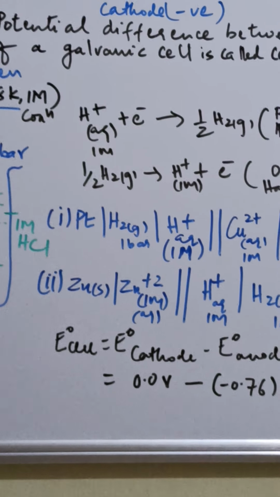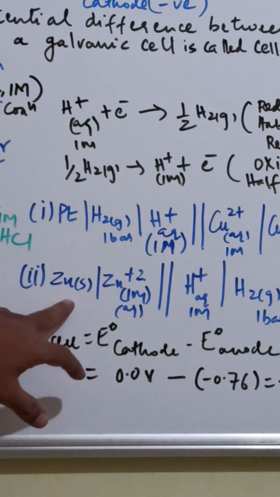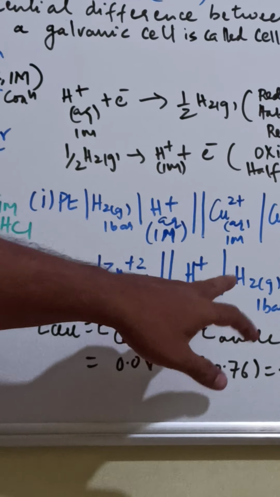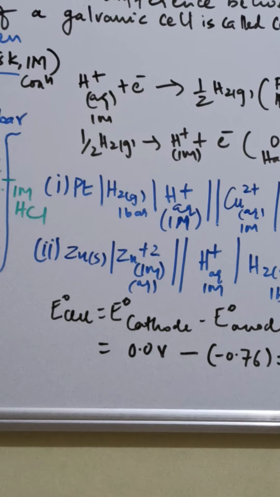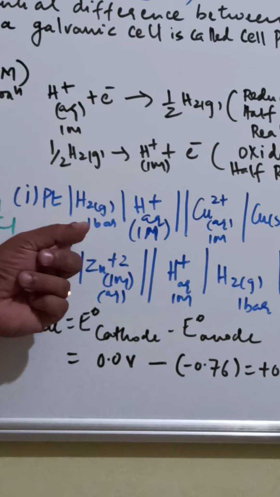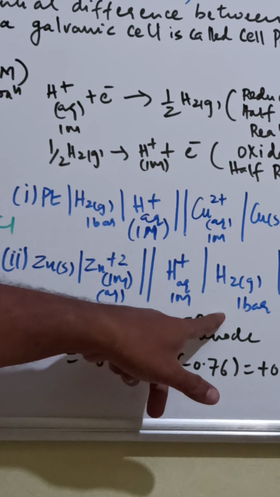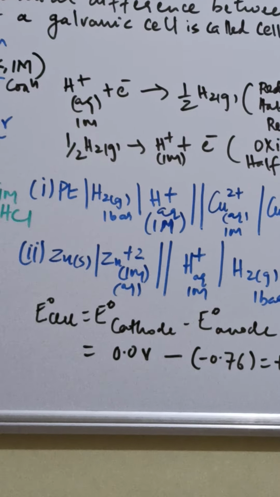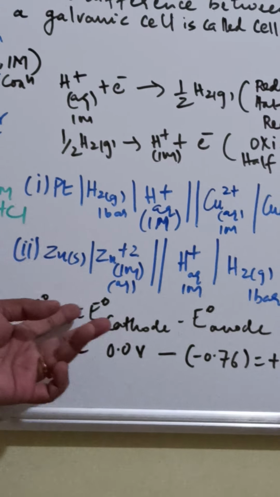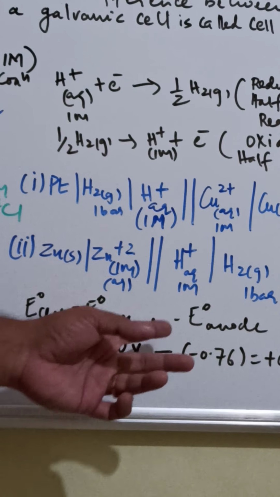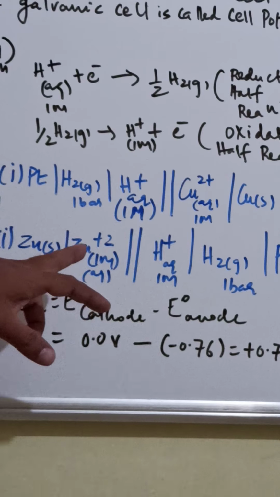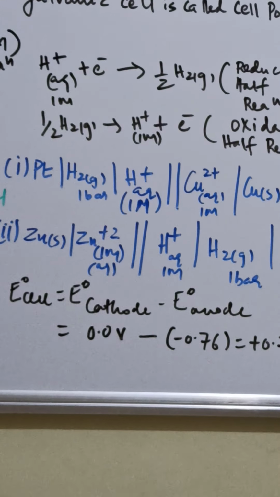Clear? I have shown you the table 3.1. Similarly, Zn solid | Zn2+ 1 molar, double slash, H+. Now here you can see the standard hydrogen electrode is acting as cathode. Here it is acting as anode, here it is acting as cathode. And if you have to calculate the standard cell potential, E degree cell, E naught cell is equal to E naught cathode minus E naught anode. E naught cathode is nothing but that of hydrogen, because I have already given it.